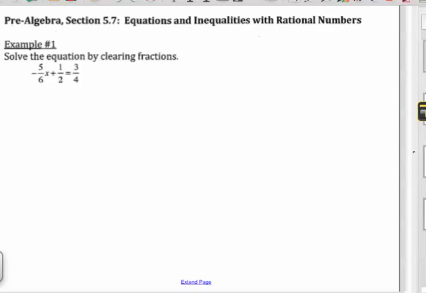Let me write this a little bit bigger so that we can all see it. It says negative 5 over 6x plus 1/2 is equal to 3/4.